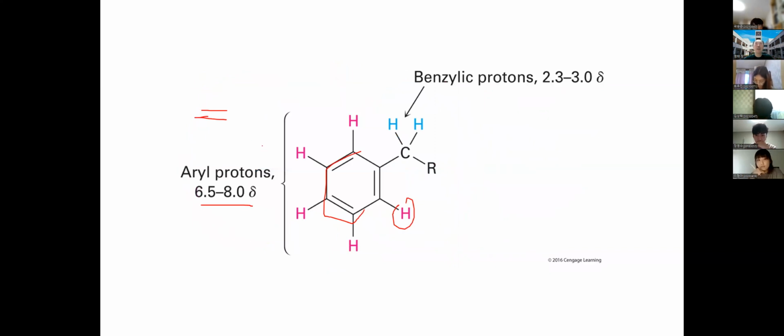Alkane has about a 5 point something, 5 to 6. Now this aromatic ring, they have about a 7 to 8 range. Even this position, the benzylic position, has a partial effect of this ring current. And usually this position should be 1 point something, right? But this one is just shifted a little, downfield shifted. And this one also gives about 2 to 3 range, slightly downfield shifted.